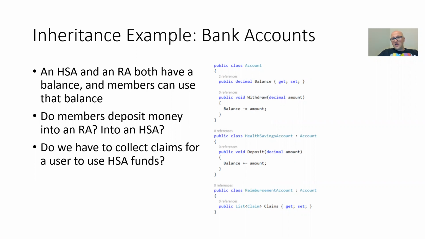But a health savings account is the one that I deposit money into, and a reimbursement account has a list of claims, right? So there are some things that are specific to a health savings account and a reimbursement account, and that behavior and data should go in a health savings account class or a reimbursement account class. But there are some things that are shared, and those can go in the account class, which is the parent type of health savings account and reimbursement account.